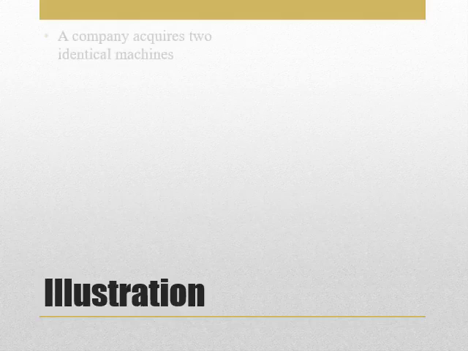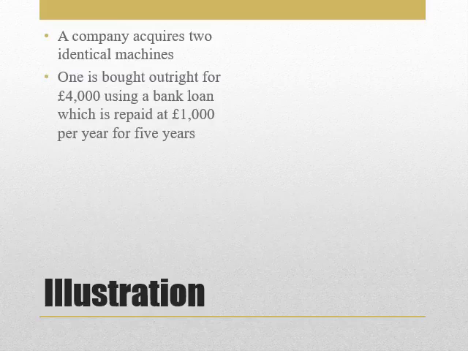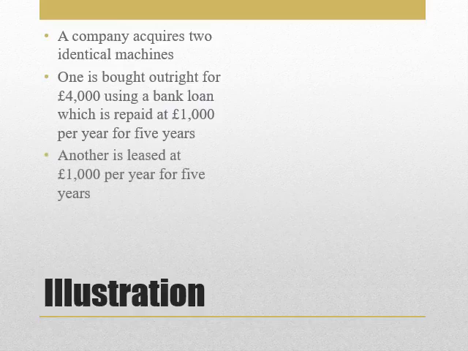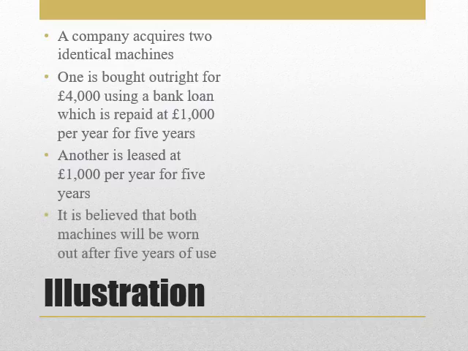So let's have a look at an illustration. A company acquires two identical machines. One is bought outright for £4,000 using a bank loan, which is repaid at £1,000 per year for 5 years. So there, the company would be charged £1,000 in interest over that 5-year period. And another is leased at £1,000 per year for 5 years, and we believe that both machines will be worn out after 5 years of use and won't have any value remaining in them.